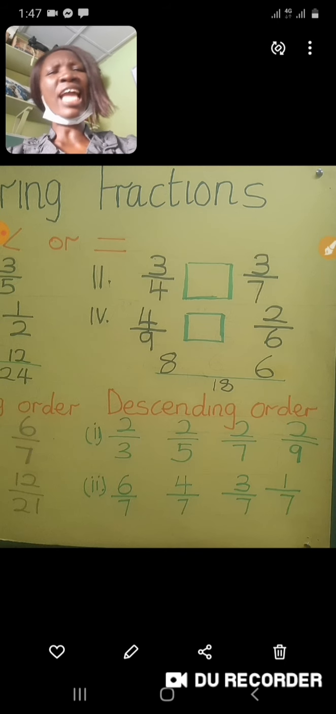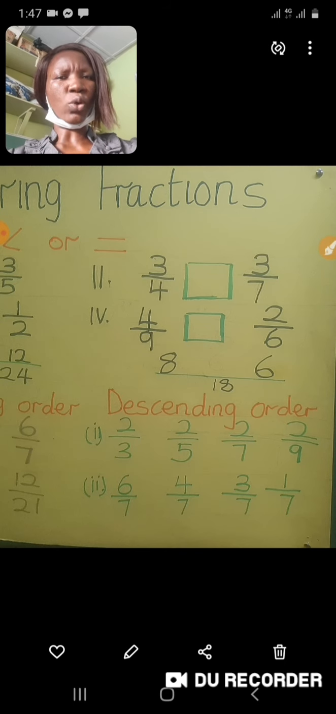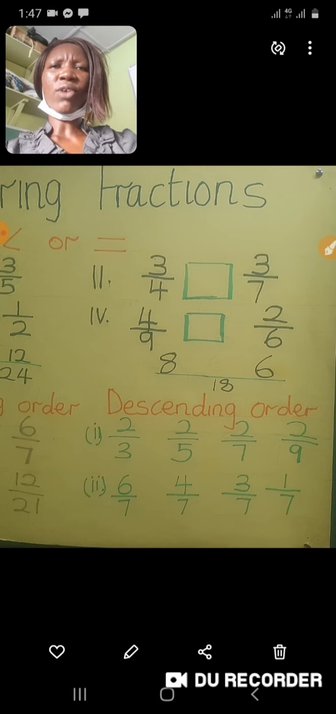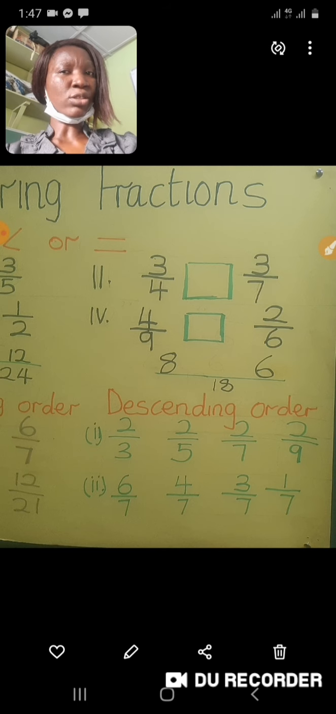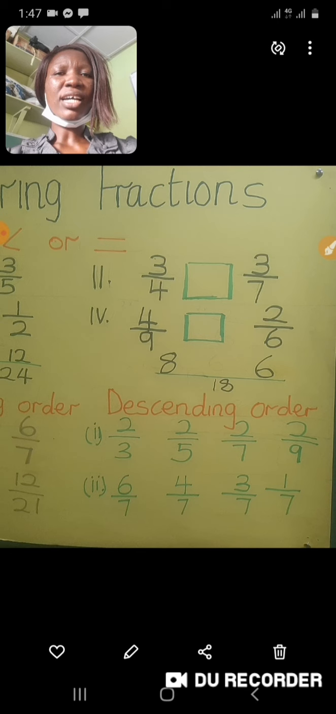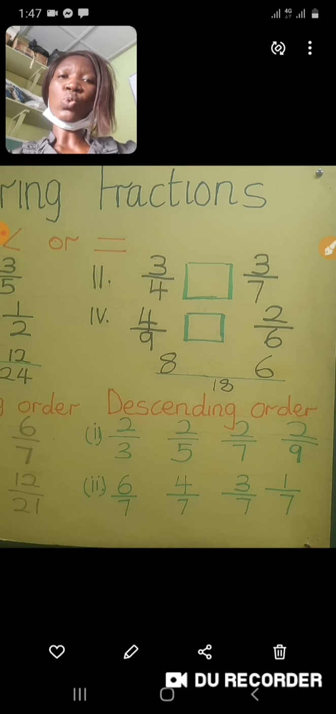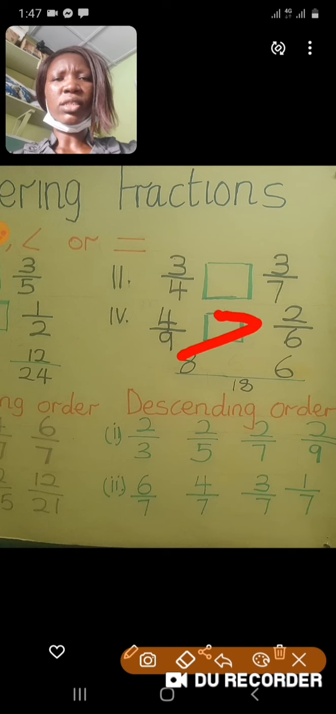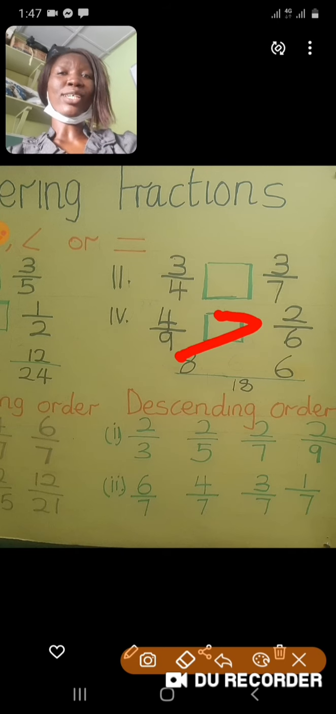If they now share the same denominator, what happens? The bigger numerator is the bigger fraction, right? You remember the rule now. We've made them to have the same denominator so that we can pick the bigger one. So which one is bigger now? 8. Okay, it's bigger than 6. That means 4 out of 9 is bigger than 2 out of 6. Just face the bigger one. How do you face the bigger one? Yes, face it.